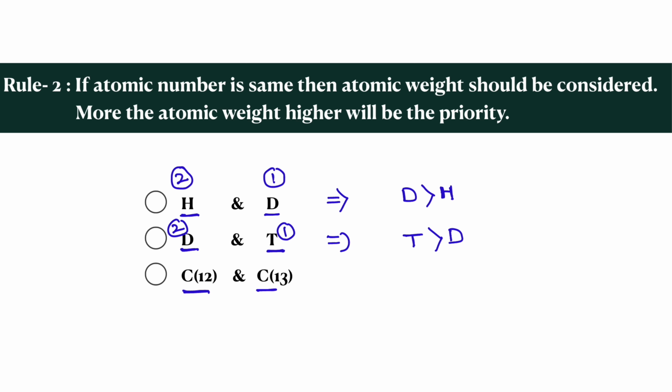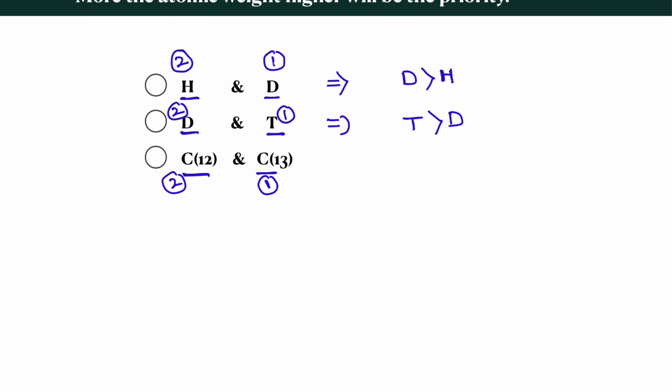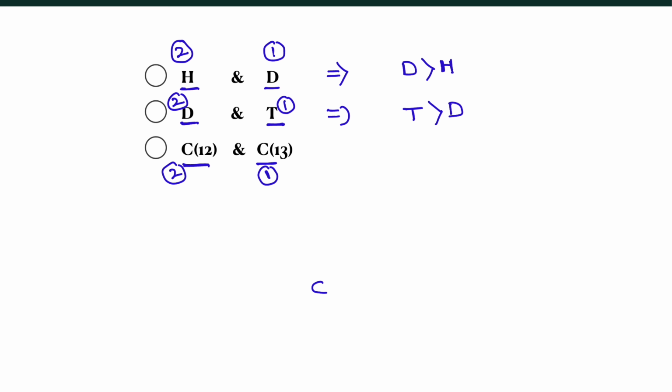In that situation, carbon 13 has the greater mass number, therefore this will receive first priority and this will receive second priority. So ultimately, the combination, for example, there is a tetrahedral carbon. Here the groups or atoms attached are like this. Let me take one example randomly.